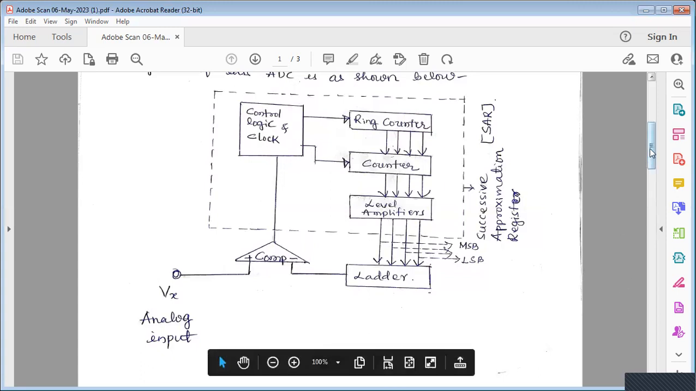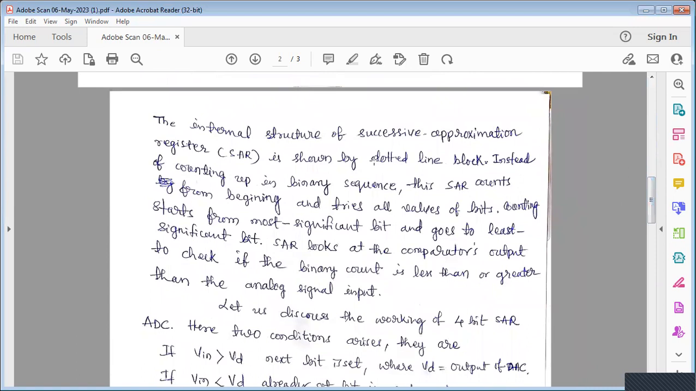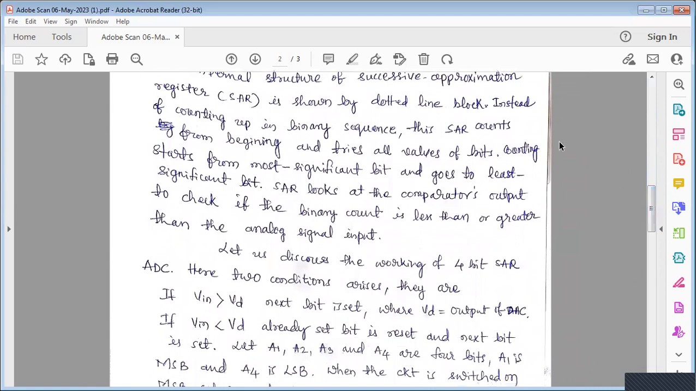And next we will see how this circuit performs. The internal structure of the successive approximation register is as shown in the dotted line block. This register is basically a counter, like a ring counter, and a ring counter is used because the input voltage is a variable one.